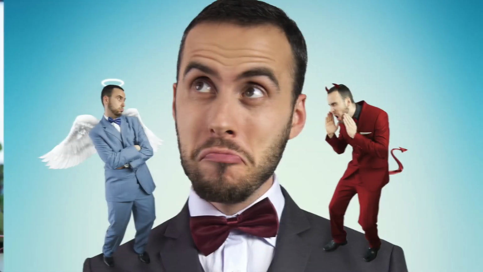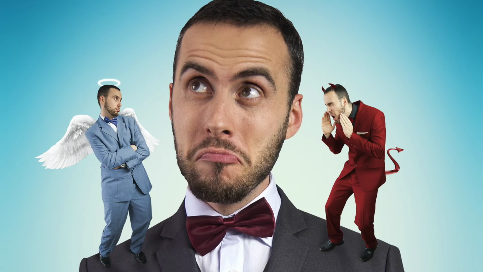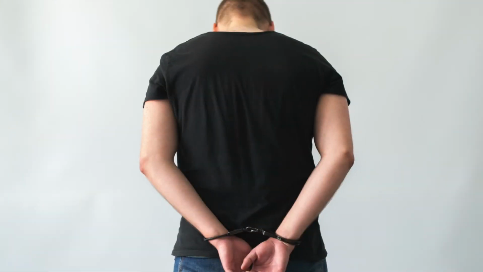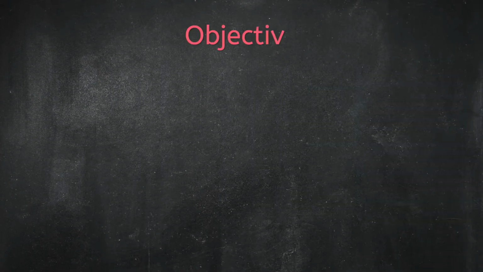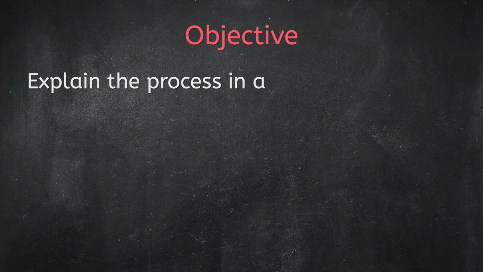Of course, we know you would never do anything wrong, at least on purpose. You are a good, upstanding citizen who always follows the law. However, even the best citizens can sometimes find themselves on the other side of the law. If that is ever the case for you, you better know your rights. At the end of today's lesson, you will be able to explain the process in a criminal case.